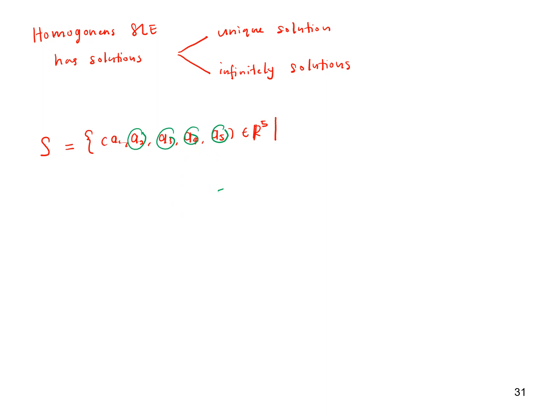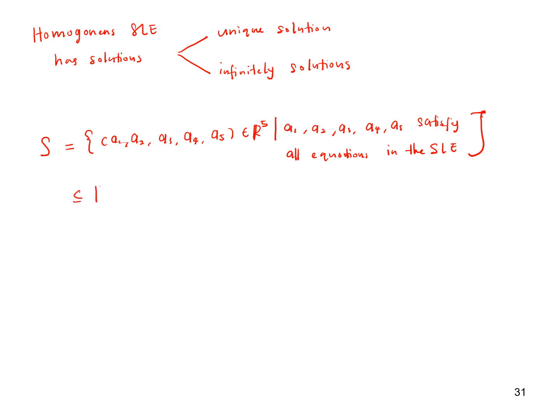All right, so we write the set S where a1, a2, a3, a4 and a5 satisfy all equations in the system of linear equations. It means that whenever we substitute x1 with a1, x2 with a2, up to x5 with a5, then all the equations are satisfied. So we have seen here that the set of solutions of the system of linear equations is a subset of R5.